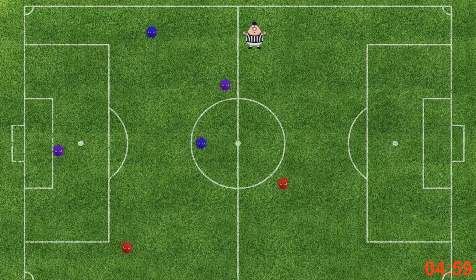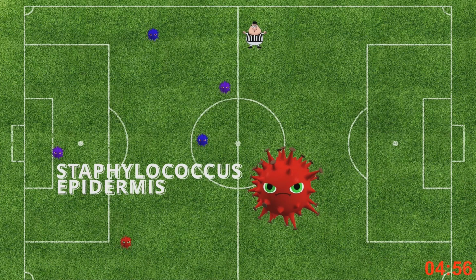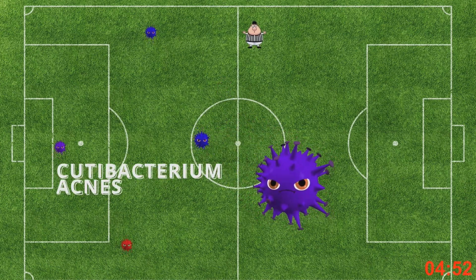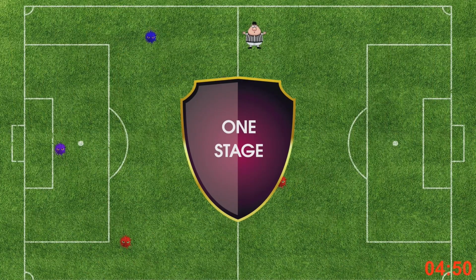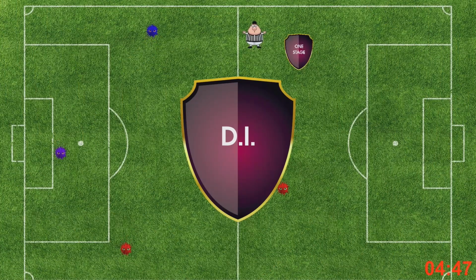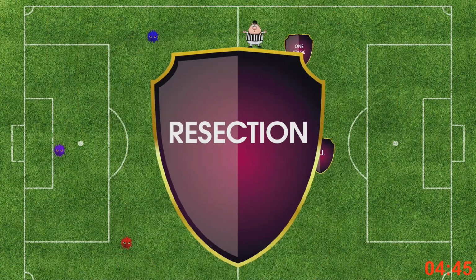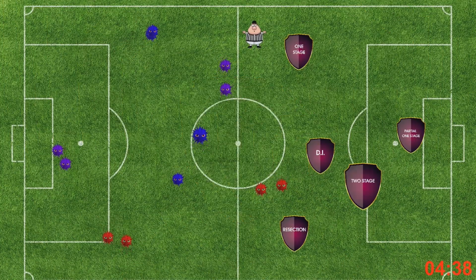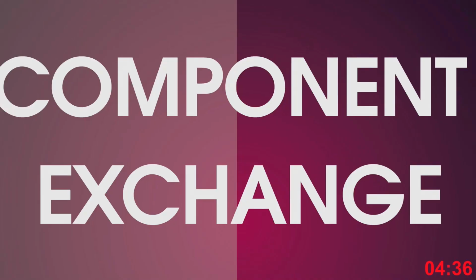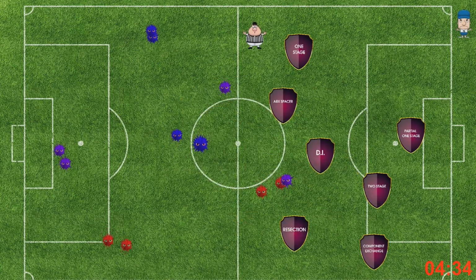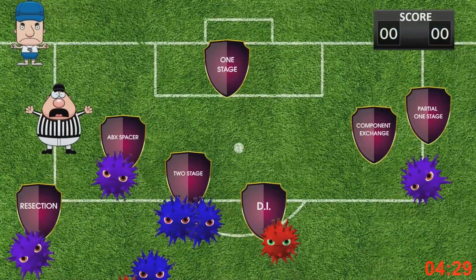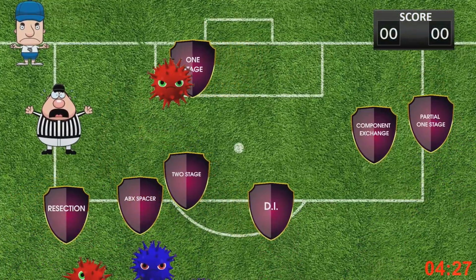So that's the reason I live like a match. In a match, we have the attack, that are the enemy, Staphylococcus, Cutibacterium acnes, and we have the defense: 1 stage, the breach, resection. This is defense, partial 1 stage, 2 stage. This is the way we can defend, also with the spacer, component stage. Then we have a referee, then we have a coach, and of course we have a score.